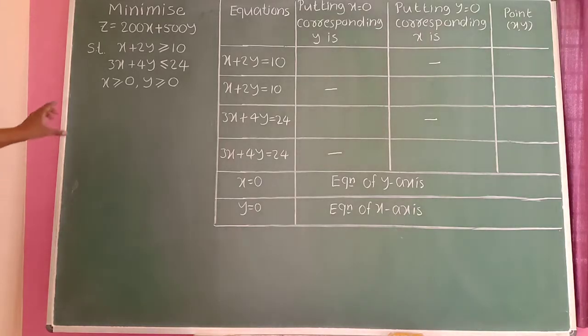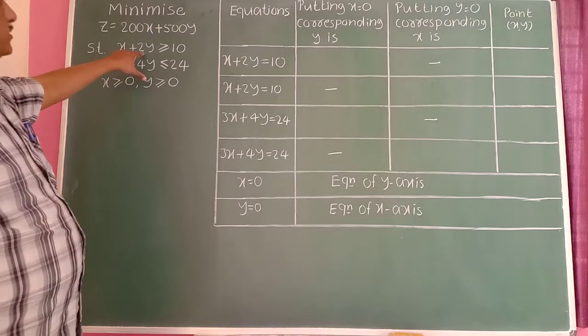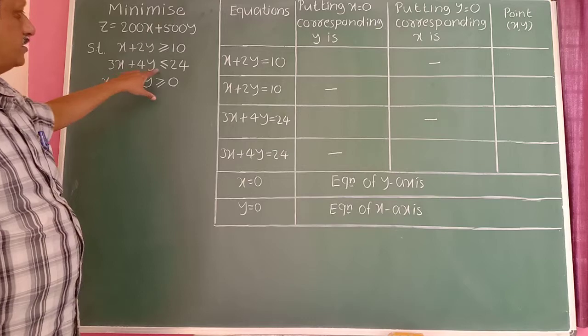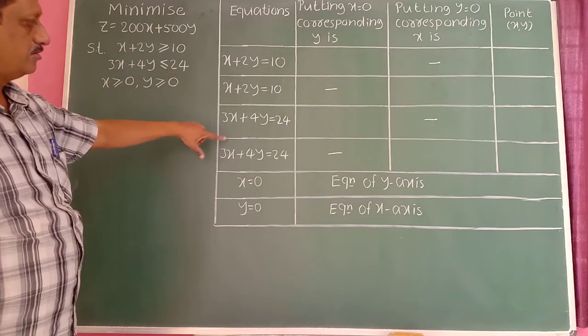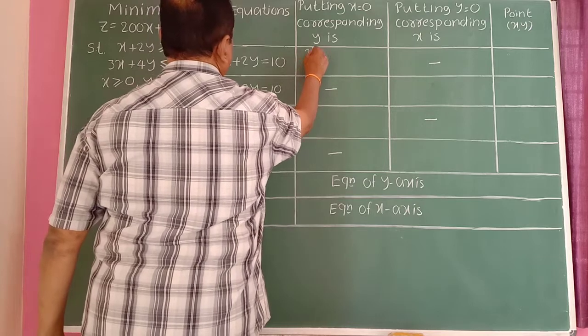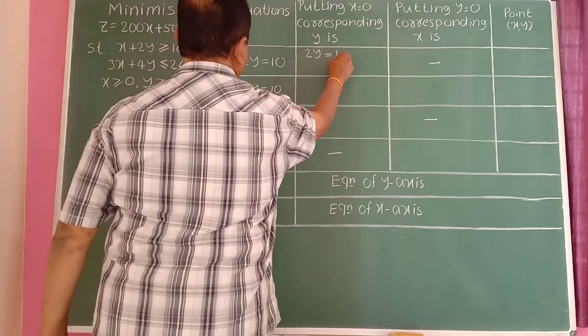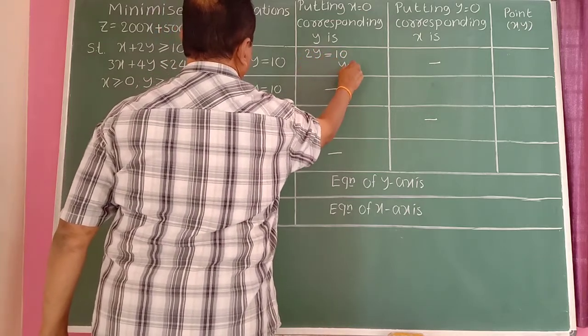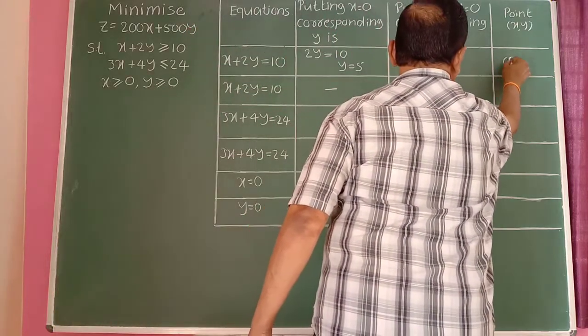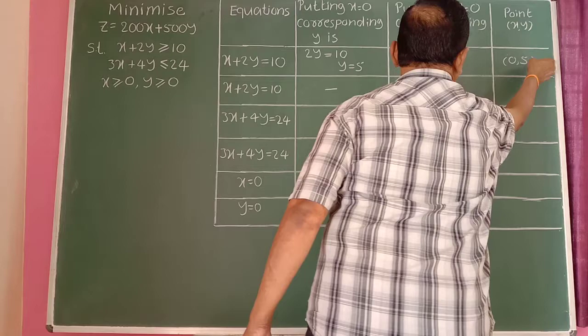So in this example, take x plus 2y is equal to 10 and 3x plus 4y is equal to 24. Take the first equation and put x equal to 0. So 2y is equal to 10, therefore y is equal to 5. Therefore the point is (0, 5).